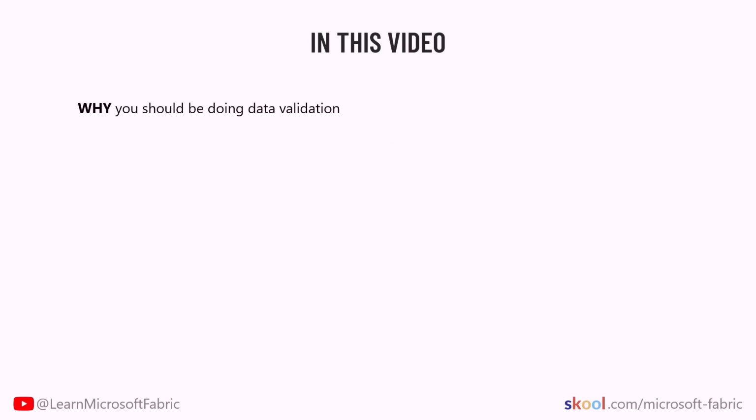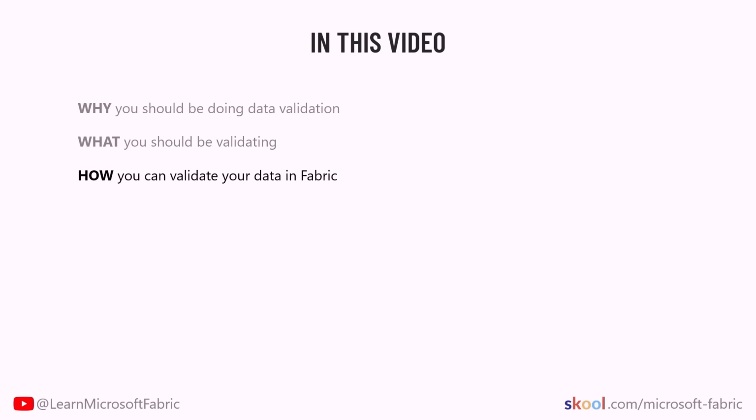Now to do that, we're going to be looking at why I think you should be doing data validation, what you should be validating, and more importantly, how you can validate your data in Microsoft Fabric. And to do that, we're going to focus on 3 different types of data validation that you can perform in Microsoft Fabric. The first one is going to be schema validation. So this is validation of incoming data that's coming into Fabric. So it might be files, CSVs, JSONs from REST APIs, that kind of thing. And I'm going to walk you through a demo of how you can achieve this in Fabric.